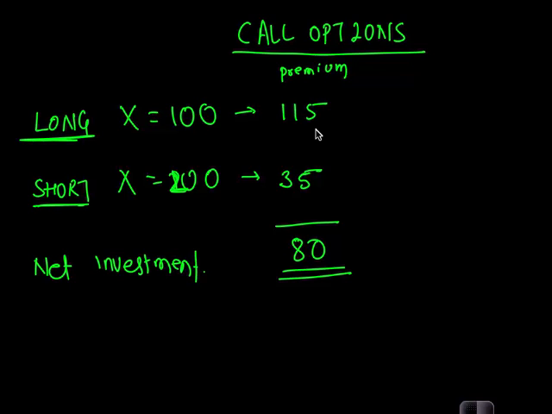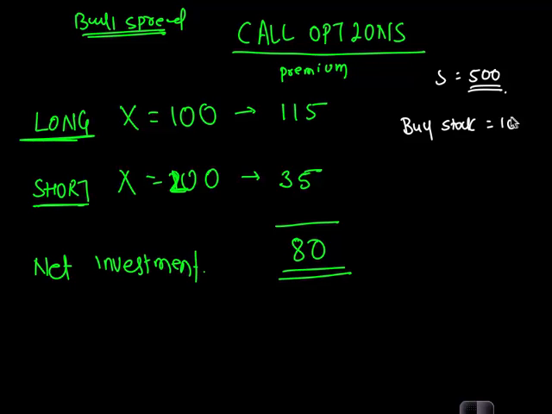Now imagine, since it's a bull spread, imagine your view on the market was correct and the spot price turned out to be 500. So then we will buy the stock at what price? So let me write it explicitly. Buy stock at 100. And we will sell stock at what price?